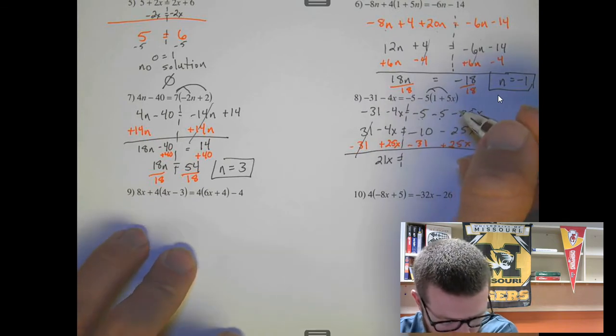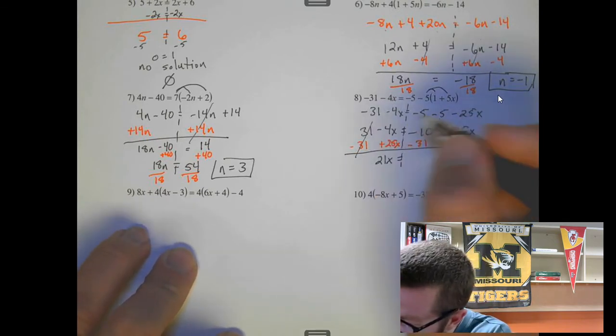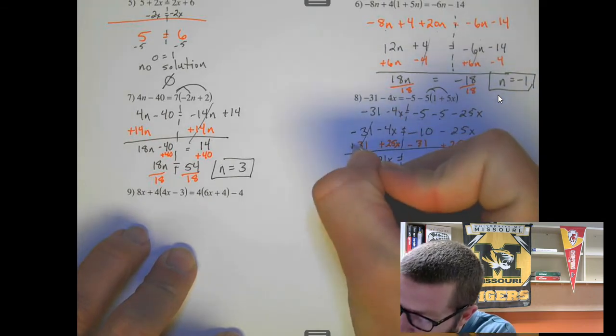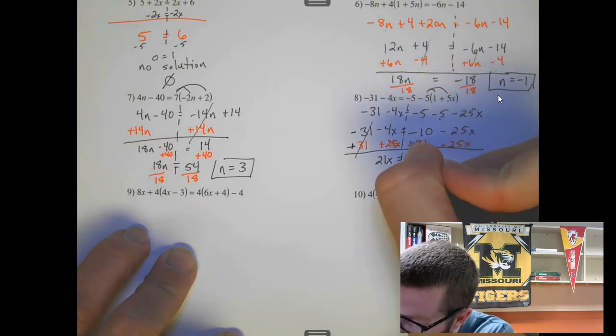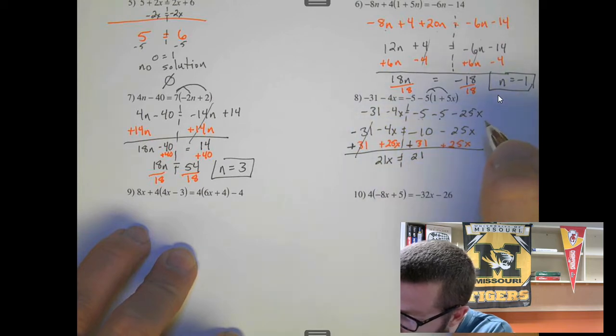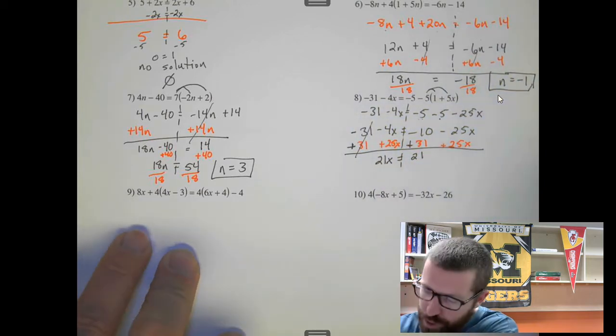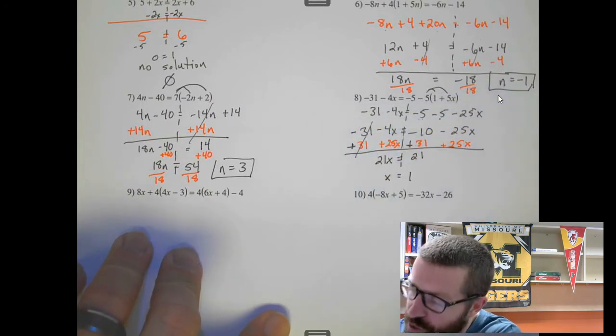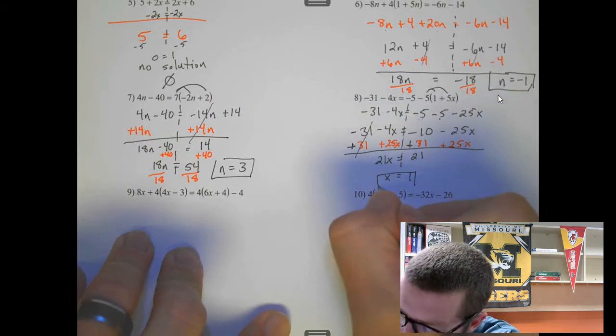So let's see, we got negative 10. Let's see, I missed a negative sign somewhere. That's supposed to be negative, so we're going to add 31 and make that positive 21. Let's see, now it looks like my signs are right. And then x is equal to 1 after we divide by 21 on both sides.